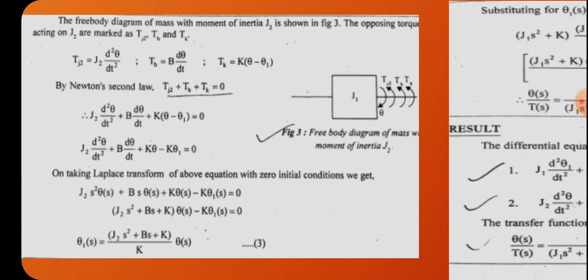So this is the equation, and we have to find the Laplace transform of this equation with zero initial conditions. When we apply the Laplace transform to this equation, we get J2 into s square theta of s plus b into s into theta of s plus k into theta of s minus k into theta 1 of s equal to 0. In this equation, we can take theta of s outside. So the equation becomes J2 s square plus b s plus k, into theta of s, minus k into theta 1 of s.